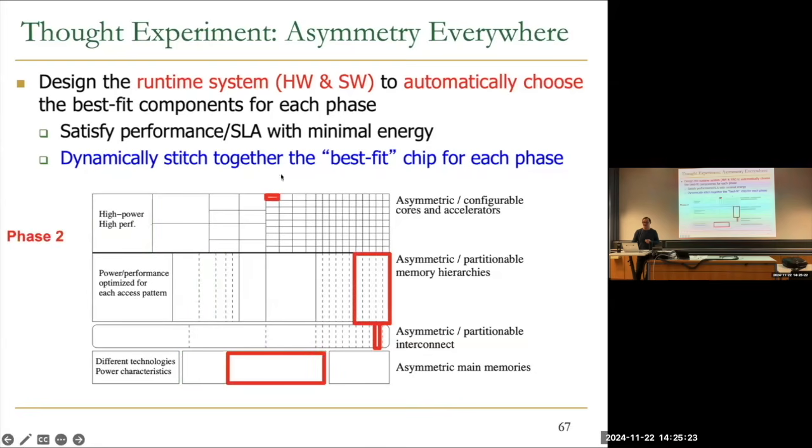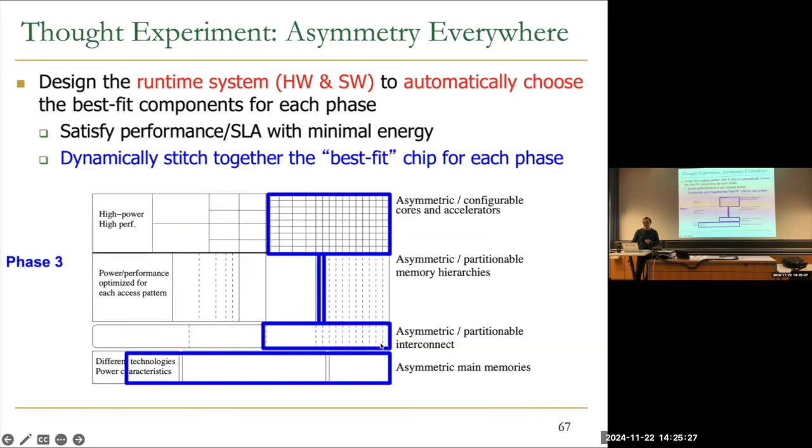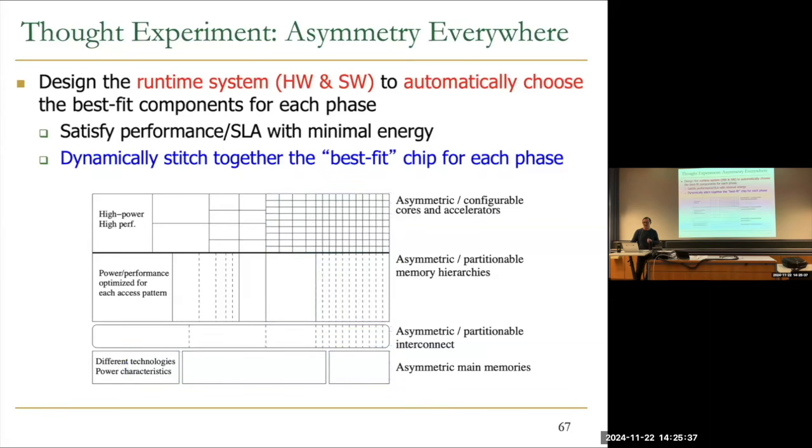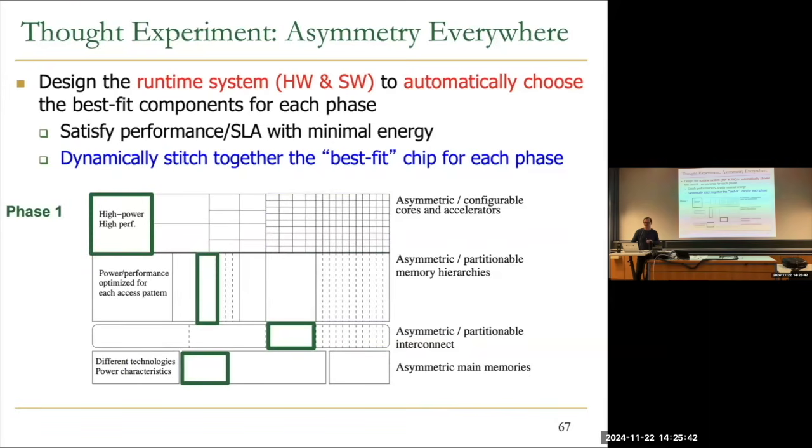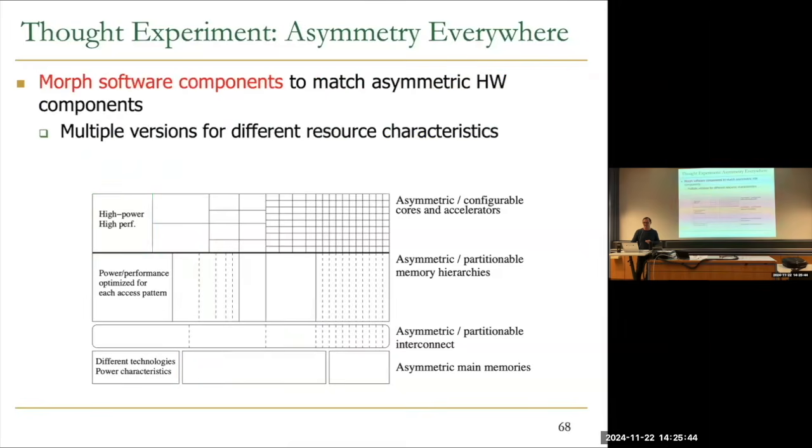Phase two may require a very small core, but a bigger memory hierarchy, right? Phase three may require a lot of cores, but a very lean memory hierarchy, maybe a streaming phase with large capacity requirements, etc. Now, if you could actually design the hardware to be able to do that, it would be nice. And then when you go back to phase one, you still incarnate this hardware. And then you can also morph the software components to match asymmetric hardware components. You may have multiple versions of software for different resource characteristics. I think this is also very interesting.